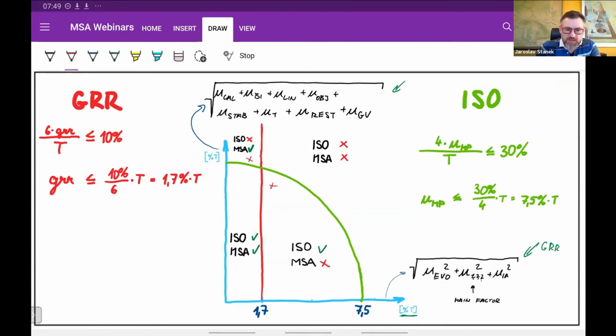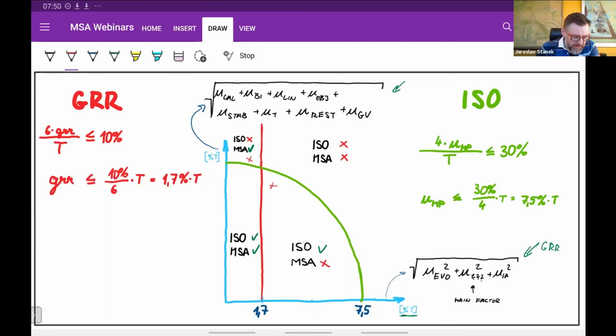The explanation needs some assumptions, as we are in a multidimensional space here, and we can only reasonably speak about 2 dimensions. So let's try to break it down. The gauge R&R here is pretty strict, below 1.7% of tolerance is all right, above is not okay. And the ISO gives much more space here, up to 7.5%.